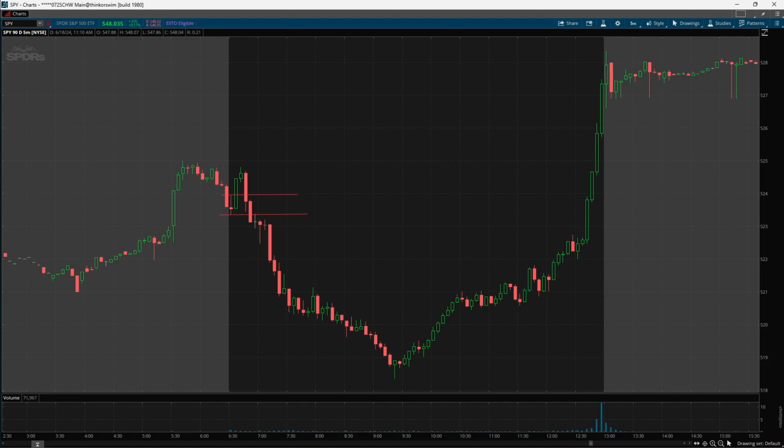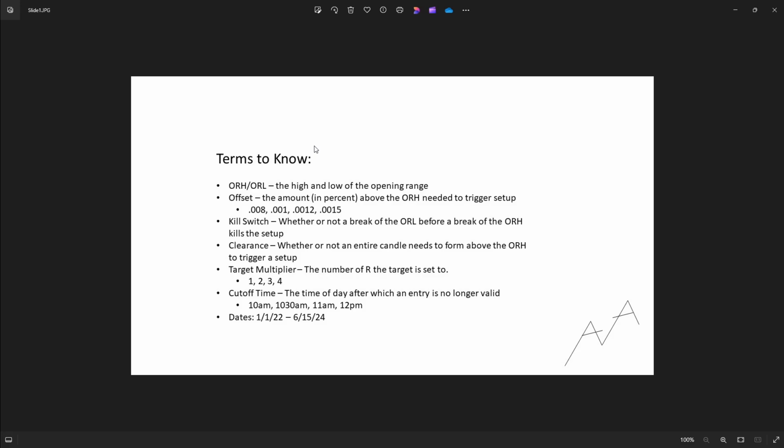A couple of terms that I want to go over really quickly, that if you don't know these, it won't make any sense. So first, opening range high and opening range low. If you don't know what those are, it's just the high and low of any opening range you choose. I chose the 5 minute charts. So basically, the first 5 minute candle that forms, you take the high, you take the low. Those are your opening range high, opening range low.